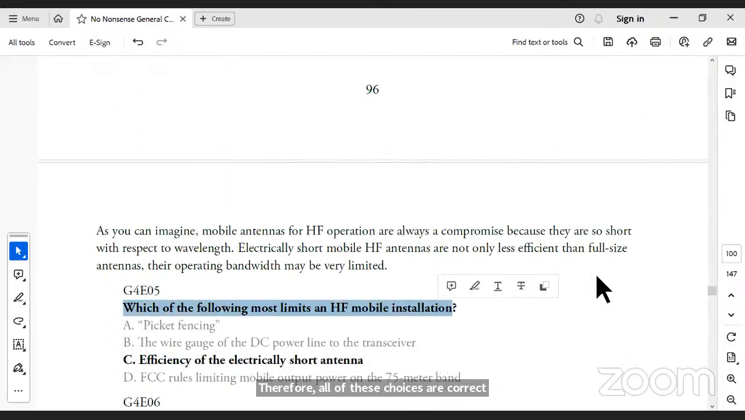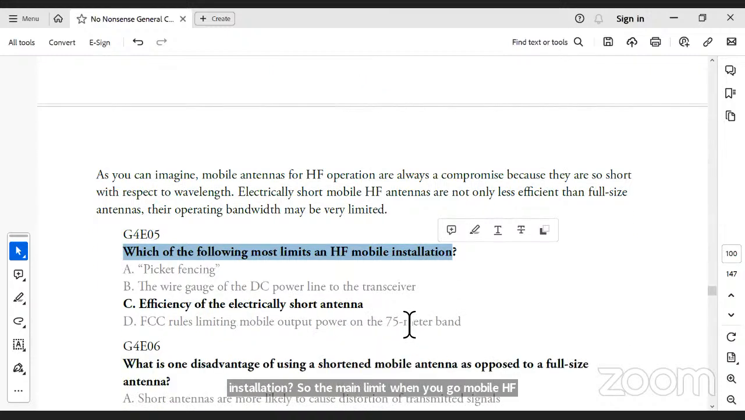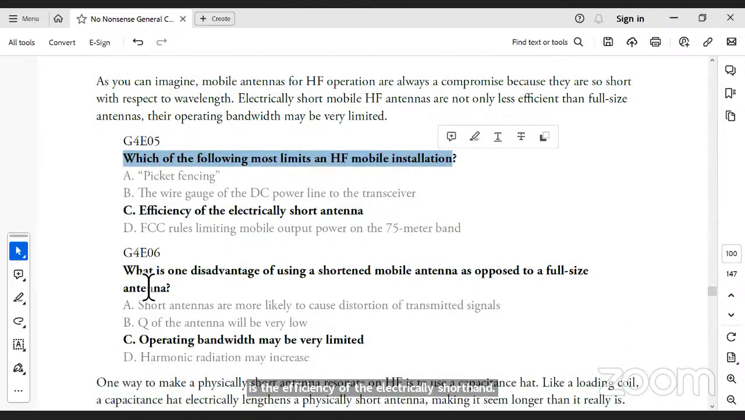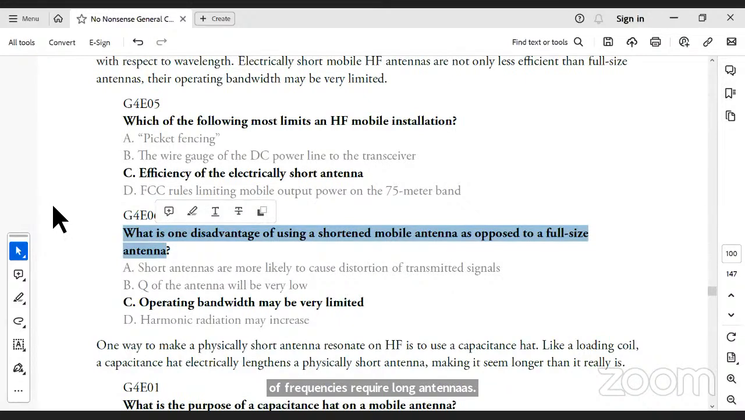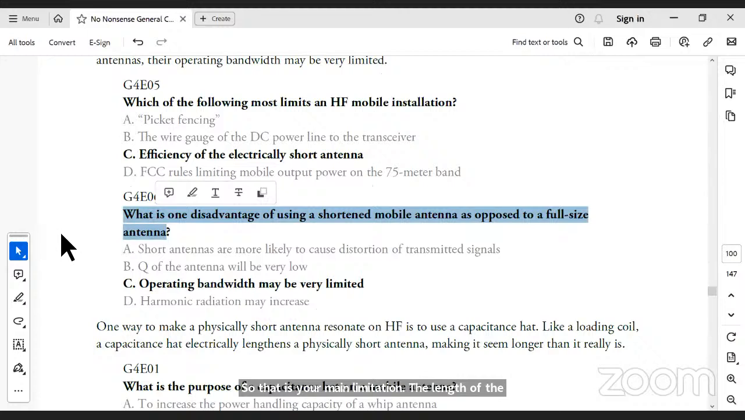Next up, which of the following most limits an HF mobile installation? The main limit when you go mobile HF is the efficiency of the electrically short antenna. Remember, it cannot be as long as a base station antenna, and HF frequencies require long antennas. So that is your main limitation, the length of the antenna and the efficiency associated with it.